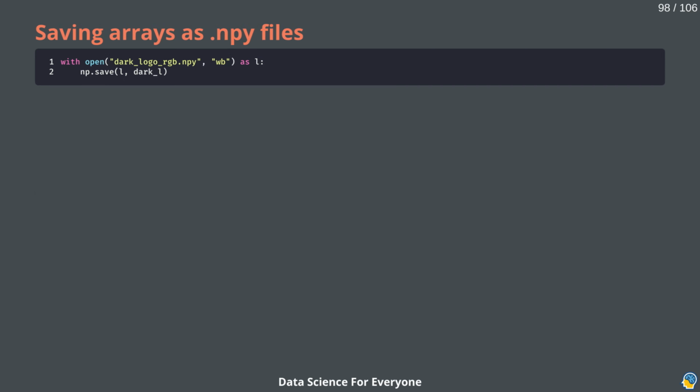To save the modified array, we can again use the open function, but this time with the mode wb for writing in binary. We can store the result in a new file, for example, dark_image.npy using np.save. If the file doesn't exist, it will be created. If it does, it will be overwritten.